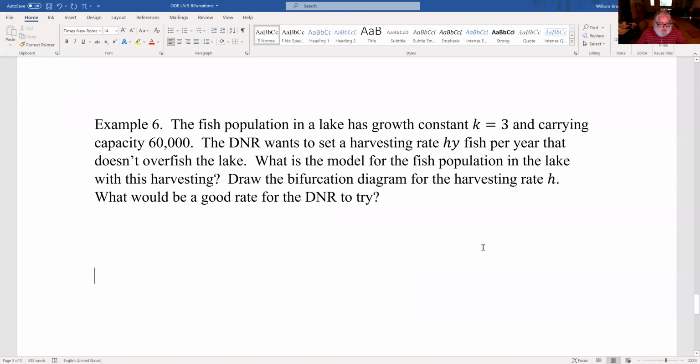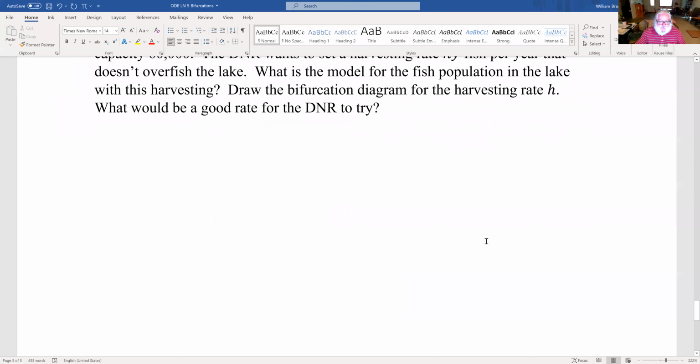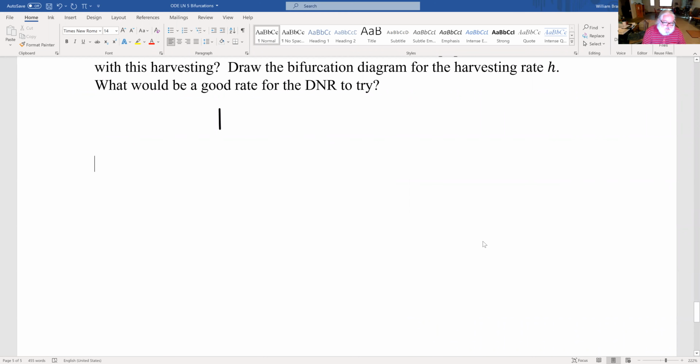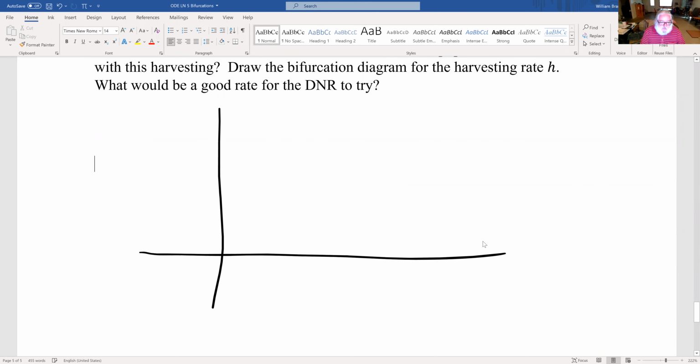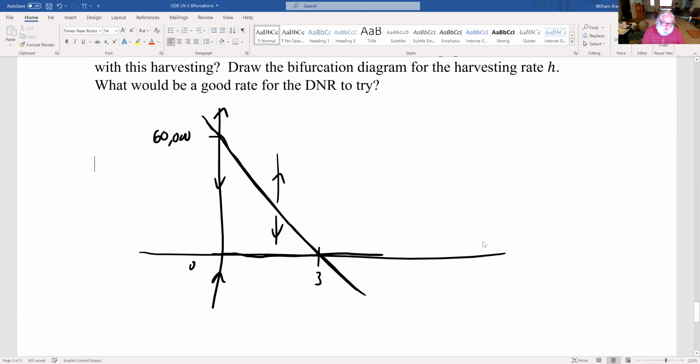So what does this diagram look like? No, there it is. So this is one equilibrium, and this line is the other equilibrium. We know when H equals 0, we have that. And so this is our bifurcation diagram.